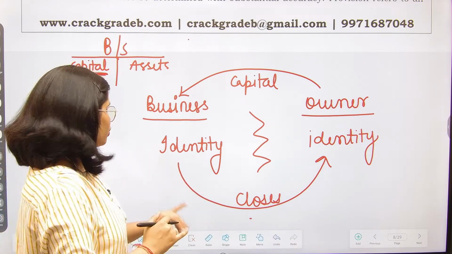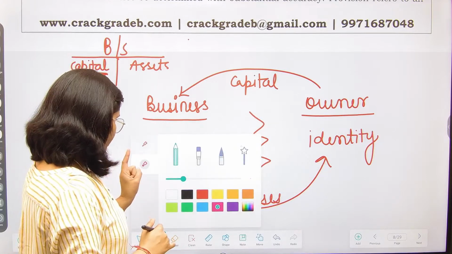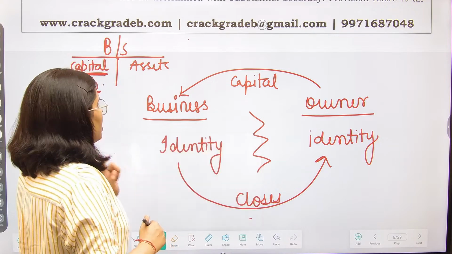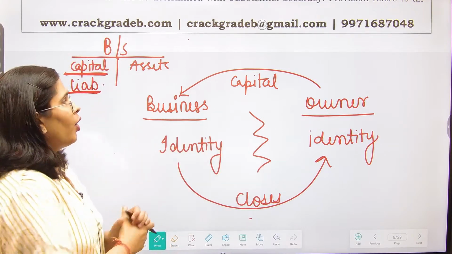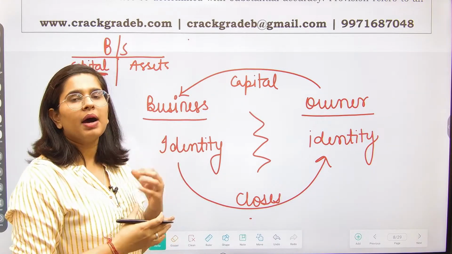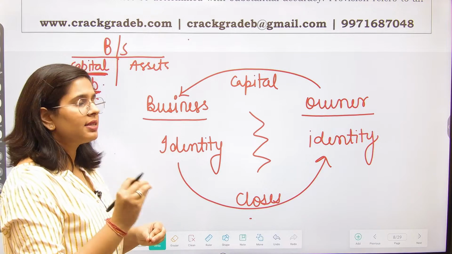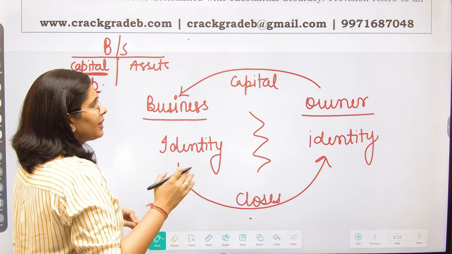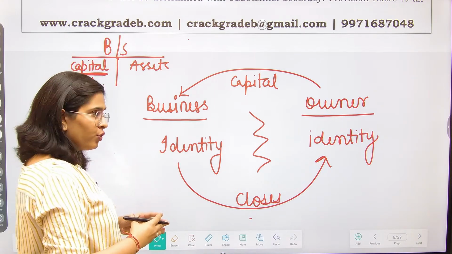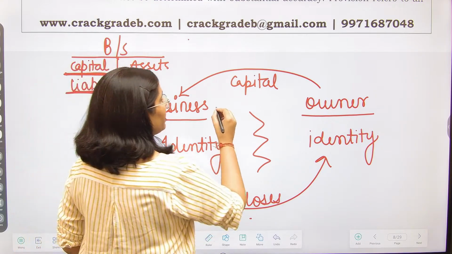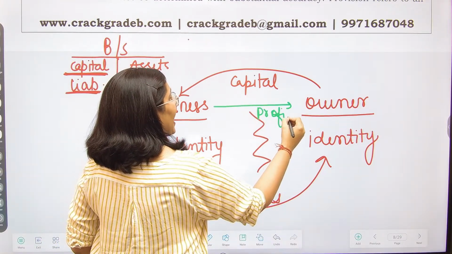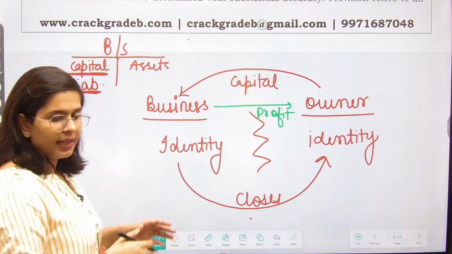Yes, so as of now, just understand this. Now, if you have understood this, let me introduce another thing. Just listen to me. So this is done, right? The owner has given the capital. Now the business has earned some amount. So the business will say, dear owner, I have earned this amount because of you, so this profit belongs to you. Profit has been earned because of the capital employed.